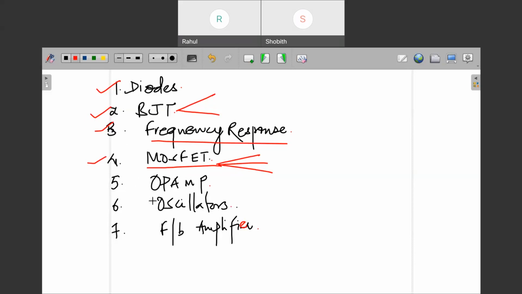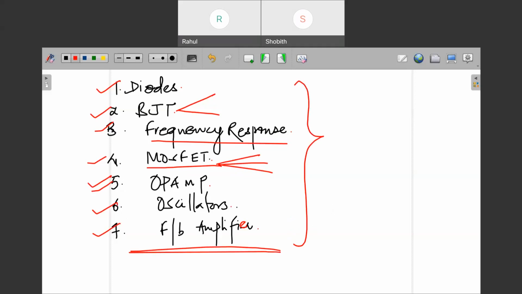In the examination, suppose any amplifier is given, and if you draw the small signal model, it will take a lot of time. But if you know the concepts, okay, we'll take problems from op-amp, oscillators, feedback amplifiers, and so forth. These are the major topics, and today I'm going to take class for 3 hours. So please pay your attention. Okay, so let us go.